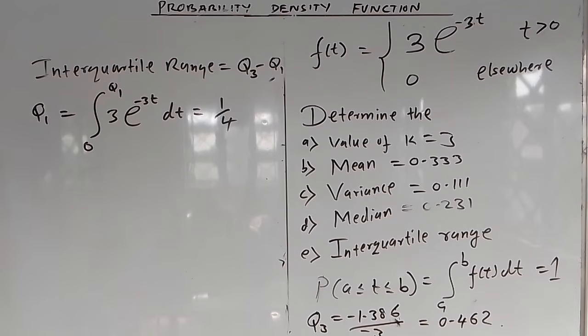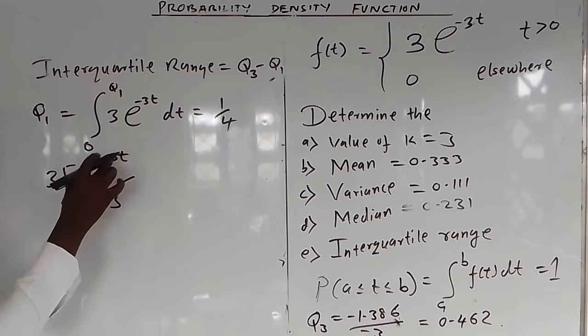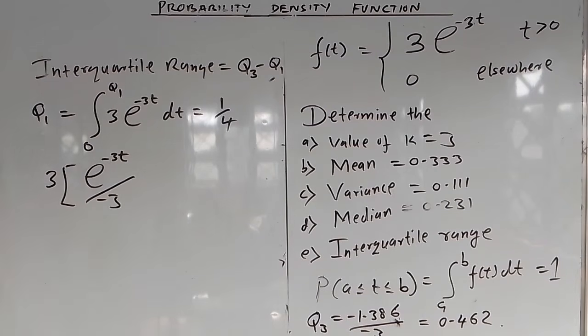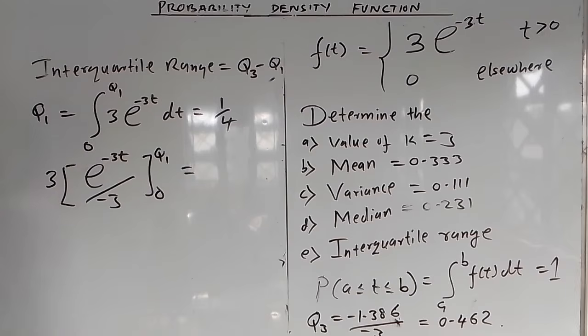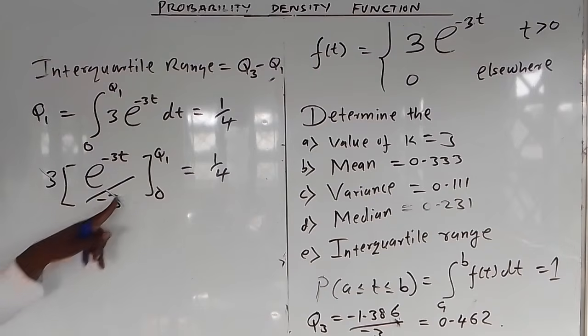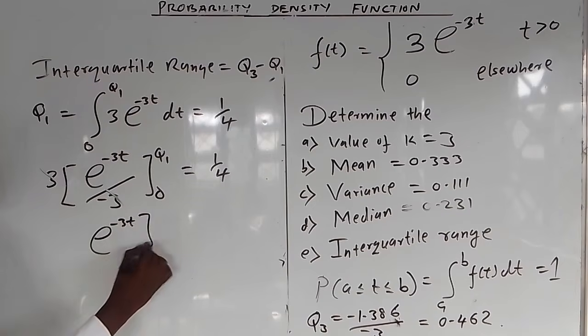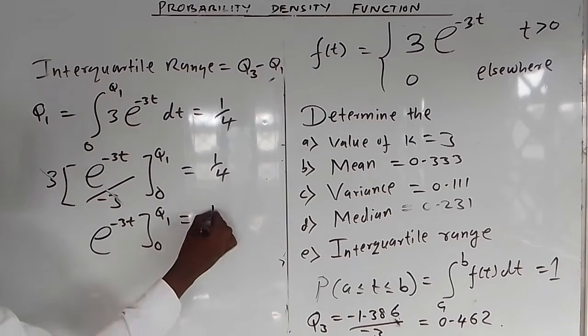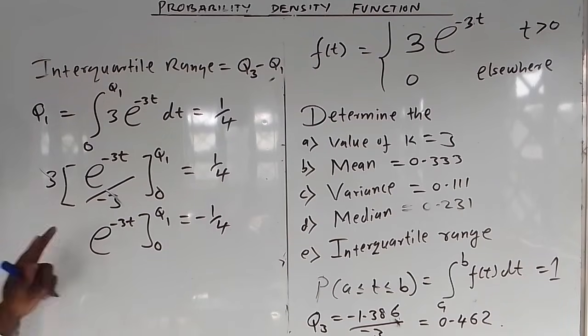So start integrating. If you integrate this, what do you get? 3 is outside. If you integrate exponential negative 3t, it remains the way it is, then you divide by the constant derivative of the inner function. The derivative of the inner function must be a constant. Then you put your limits from 0 to q1, equal to a quarter. See, 3 cancels with 3. Then this negative, you take it to the other side of the equation, so it is negative 1 over 4. Put the limits.